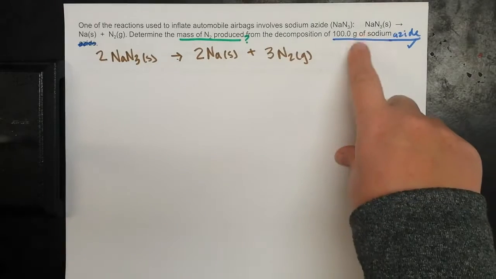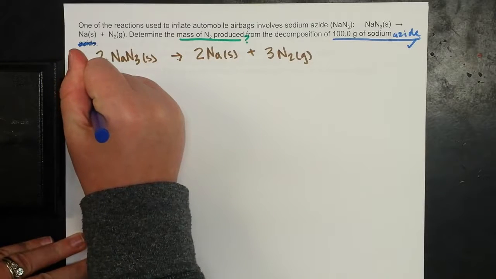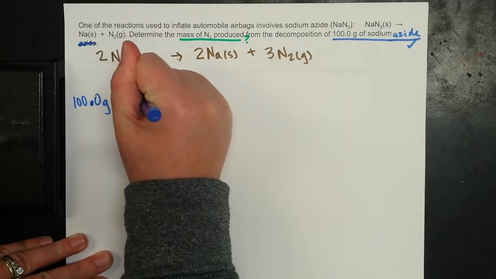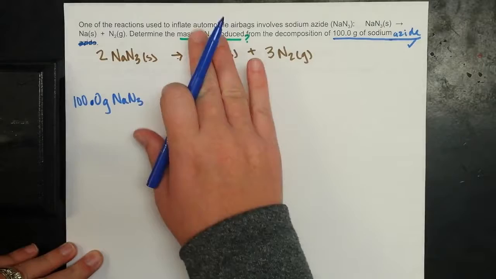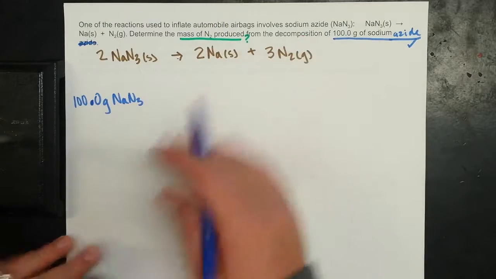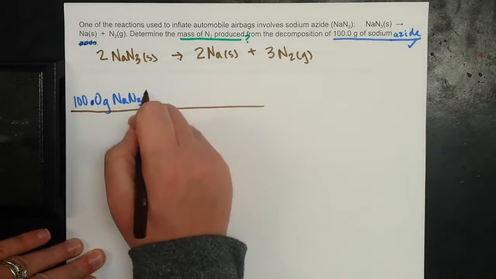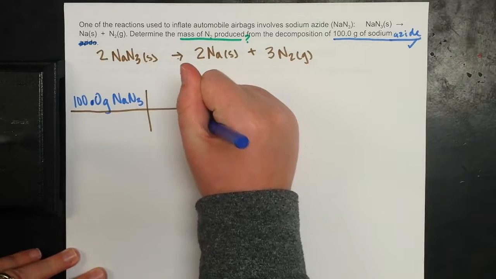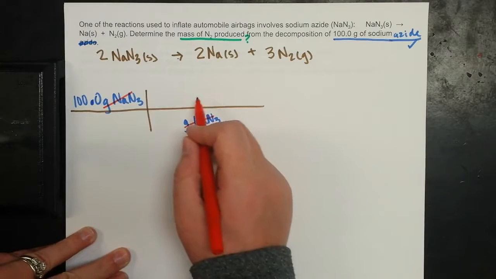Here, I'm going to start with what I know, just like always. I've got 100 grams, so I'm going to put 100.0 grams of sodium azide. And I don't want to talk about grams of sodium azide anymore. I want to find the mass of nitrogen. So I want to cancel out my grams of sodium azide. I've got to see what I'm going to put in my numerator now.